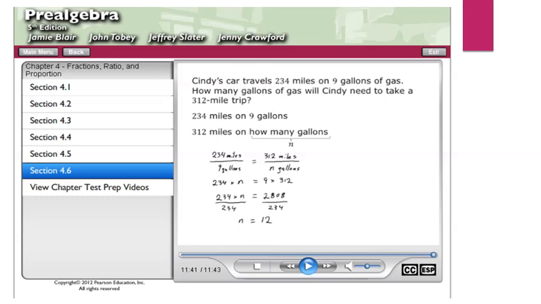We're going to think about the rules that we learned on how to find that, the steps. First step is find the cross product. So we can ignore the units for now and just focus on the numbers. On the left-hand side, we're going to have 234, we're going to times that by n, that comes out to be 234n, easily enough. On the right-hand side, we're going to multiply 312 by 9, that comes out to be 2,808. Okay, so we have our equation. We need to use the division principle of equality in order to solve this equation, and we need to divide both sides by 234.